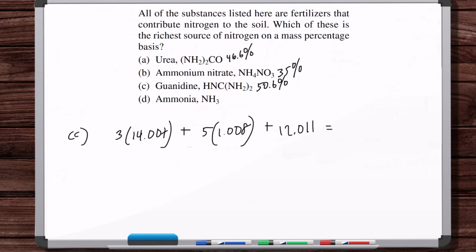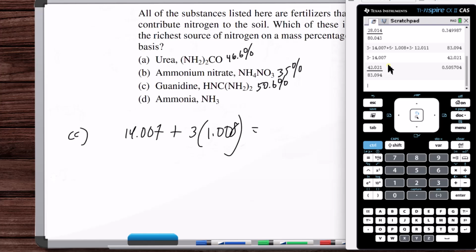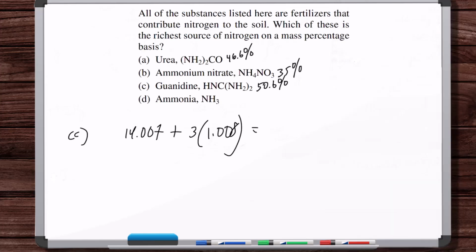Okay, now last is ammonia. So we've got a nitrogen and 3 hydrogens. Yeah, this is going to be a large percentage for sure. So 3 times 1.008 plus 14.007 gives the molecular weight. Now take 14.007 and divide by this, 82.2%.